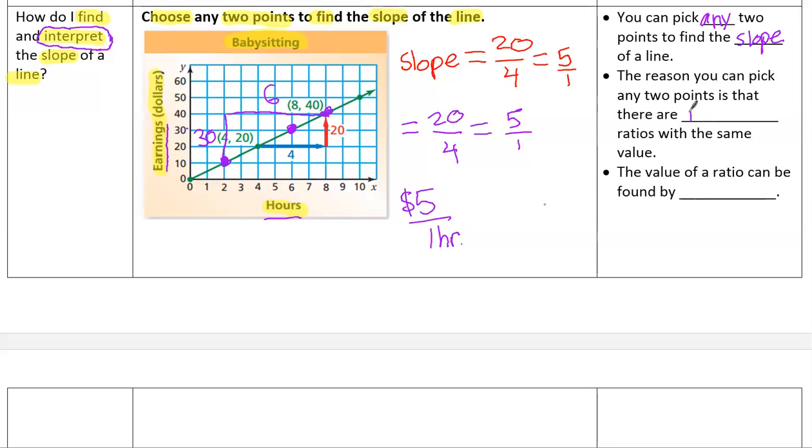There are infinite ratios with the same value. The value of a ratio can be found by dividing. 30 divided by 6, that's 5. 5 divided by 1, that's 5. 20 divided by 4, that's 5.